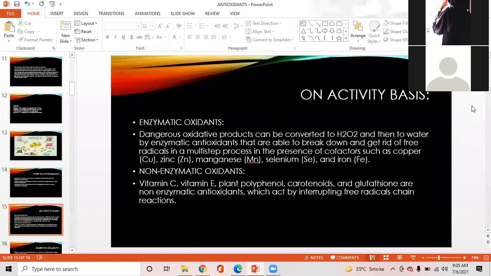On activity basis, enzymatic antioxidants: dangerous oxidative products can be converted into hydrogen peroxide and then to water by enzymatic antioxidants, which are able to break down and get rid of free radicals in a multi-step process in the presence of cofactors such as copper, zinc, manganese, selenium, and iron. Non-enzymatic antioxidants: vitamin C, vitamin E, plant polyphenols, carotenoids, and glutathione are non-enzymatic antioxidants which act by interrupting free radical chain reactions.